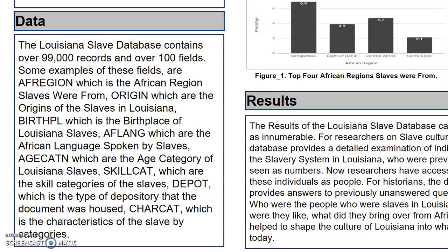The data. The data section of my poster lists some of the various variables that were available to be used in SPSS. It also includes some of the variables that I actually used in completing the assignment. Some examples are origin, birthplace, and skill category.